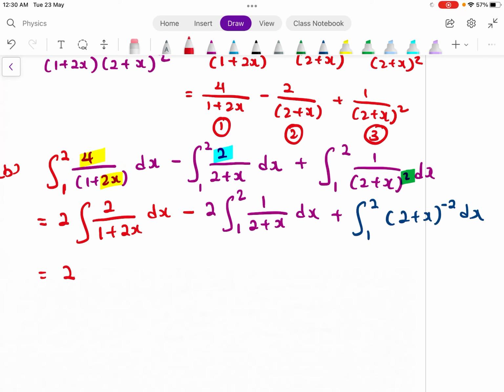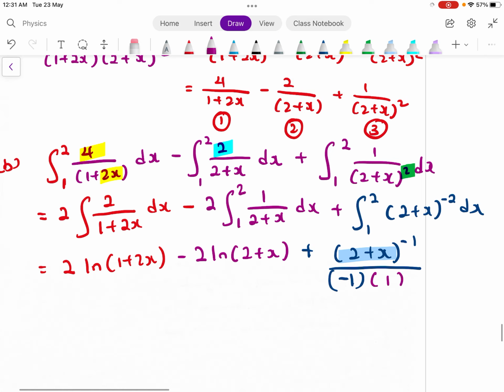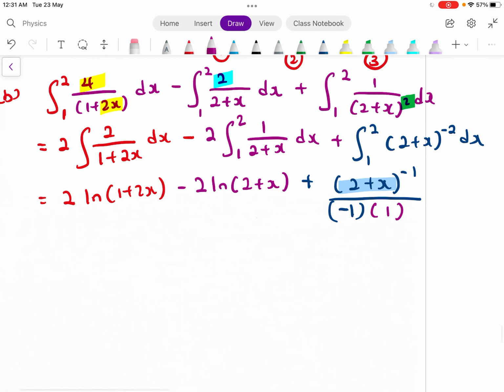The first one will be 2 ln of 1 plus 2x. The second term will be minus 2 ln of 2 plus x. For the last one, when you do the integral, the power, you add 1, meaning negative 2 plus 1 is negative 1. Next you divide by the new power, but don't forget to differentiate inside. When you differentiate inside, you should get positive 1.